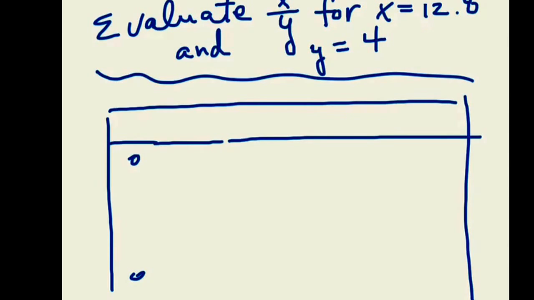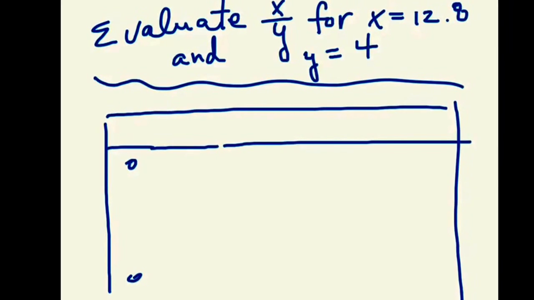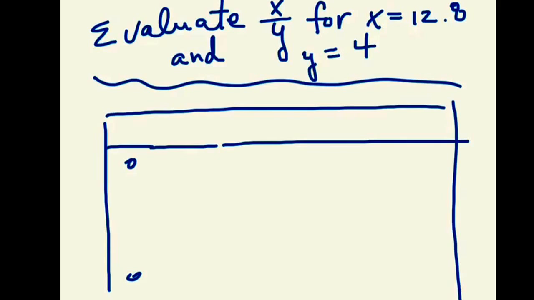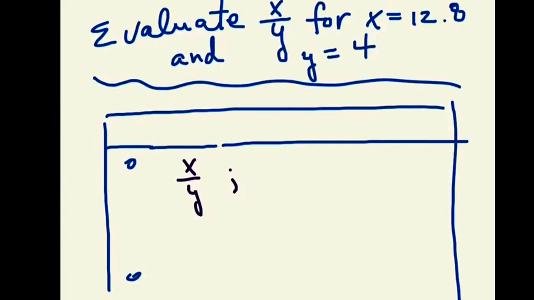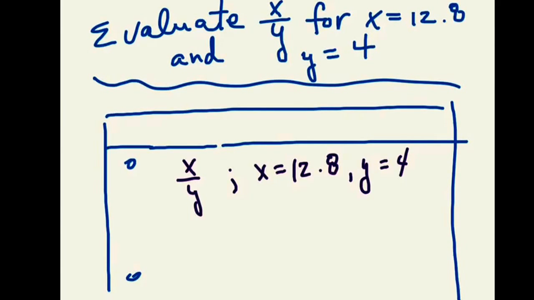So here's the type of problem you're going to have, something to this effect. It says evaluate x over y for x equals 12.8 and y equals 4. So whenever it gives you a problem like this, you're going to write the original problem. This is x over y, and then you're going to have some knowns, so we write a semicolon, and we say x equals 12.8, and a comma, and y equals 4. So the first line is just what you know. The second line is some substitution.